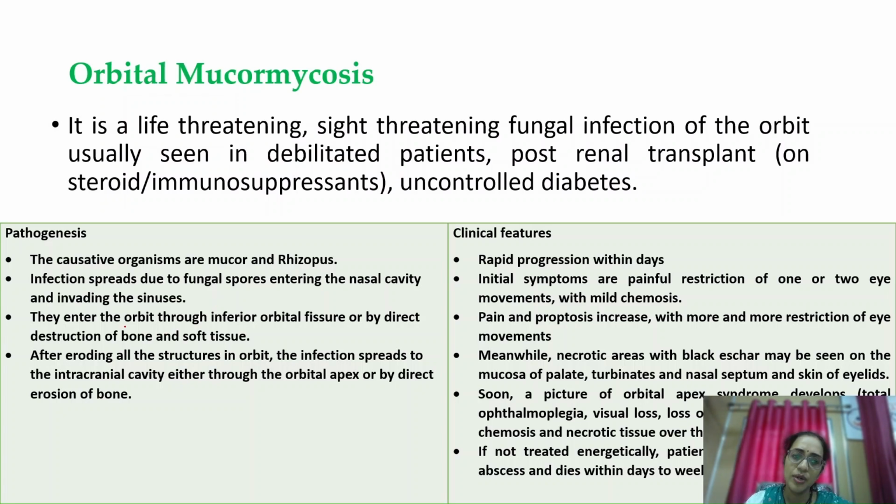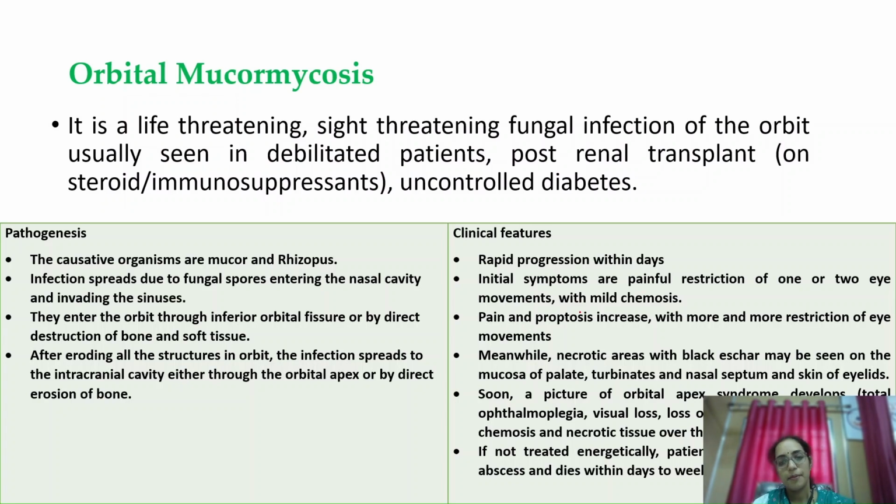So once they start invading tissues, they enter the orbit through the inferior orbital fissure by the direct destruction of bone, and soft tissue is also another way in which it can invade the orbit. After eroding all the structures in the orbit, the infection spreads into the intracranial cavity, which causes more pronounced problems. So there is usually a rapid progression of symptoms and signs within days and hours. Initial symptoms are painful restriction of eye movements in one or both eyes with mild chemosis. There can be mild edema alone.